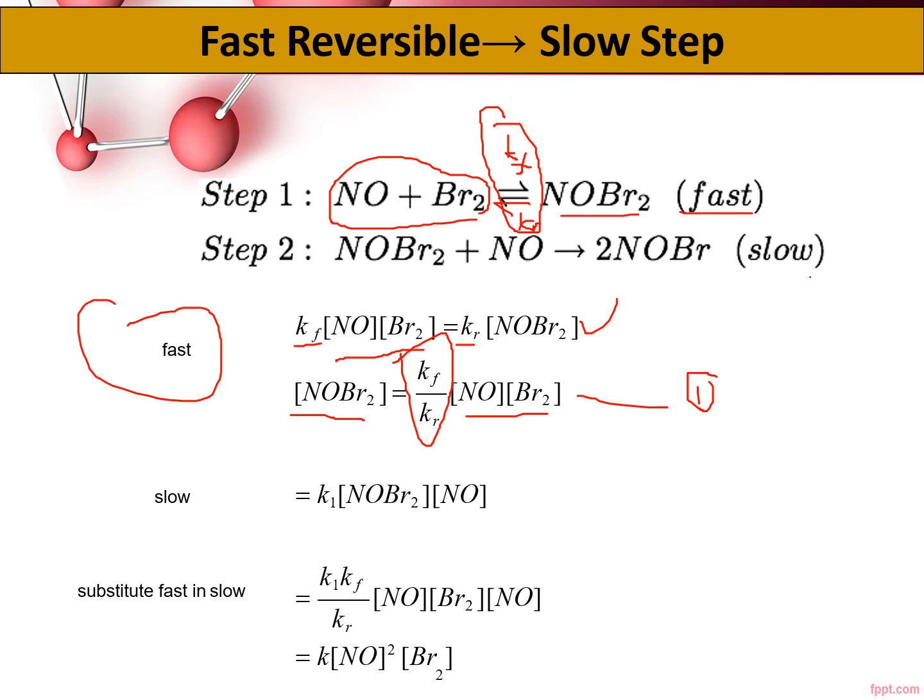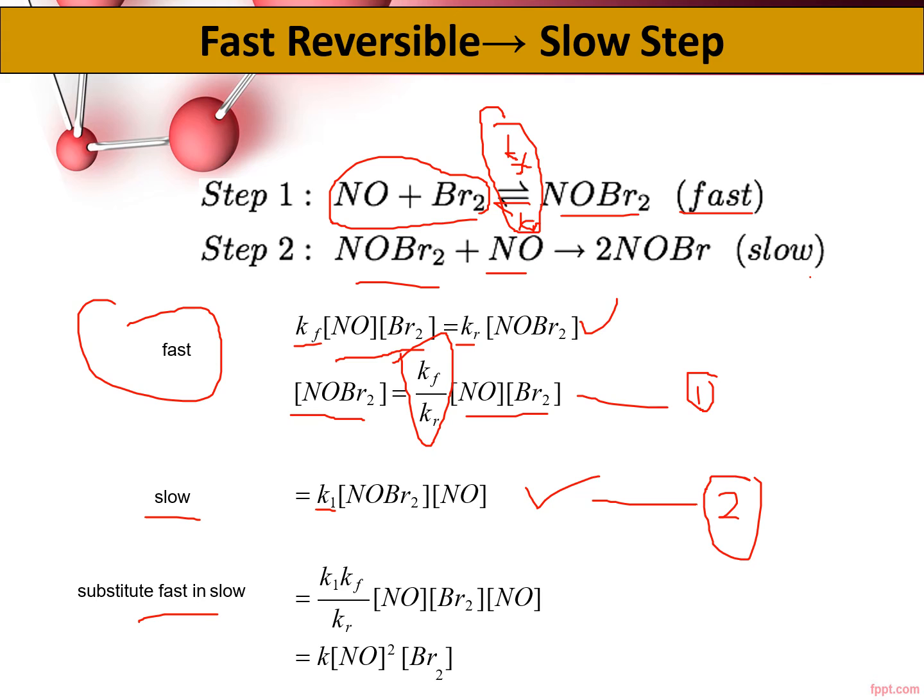Alright, so you can move on to step number 2, which is a slow step. Slow step, rate is equal to K1, just put K1 [NOBr] [NO]. That's it. So now you're going to solve. This one you say this is equation number 2. So now you substitute fast in slow, or you substitute number 1 in number 2.